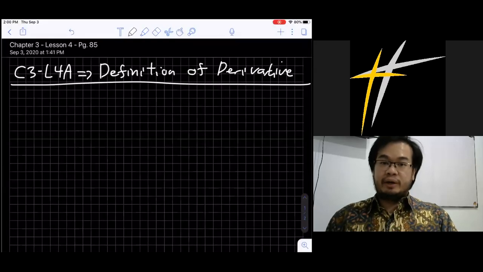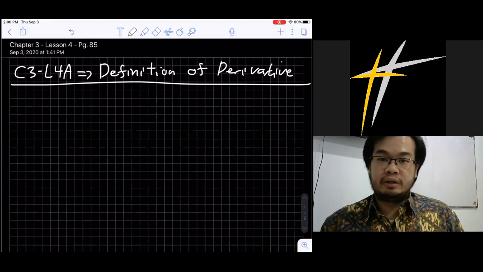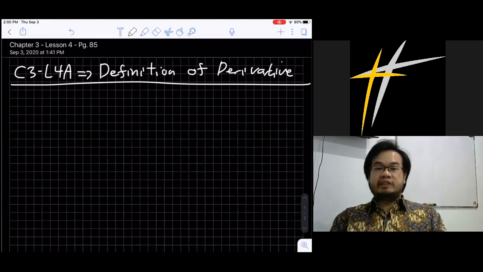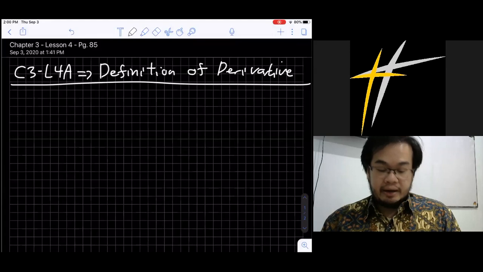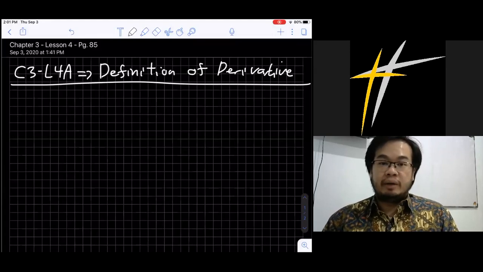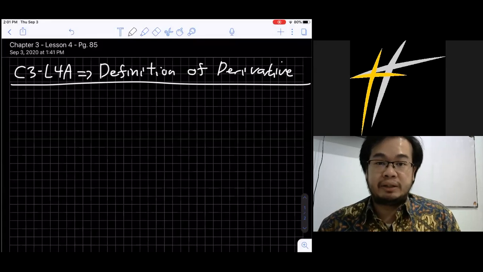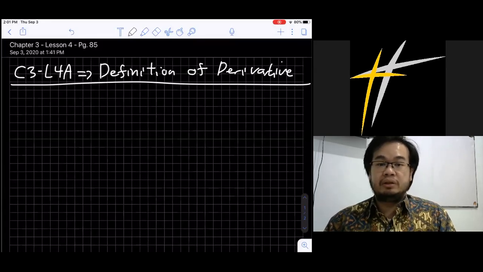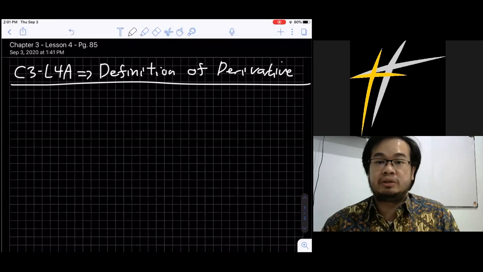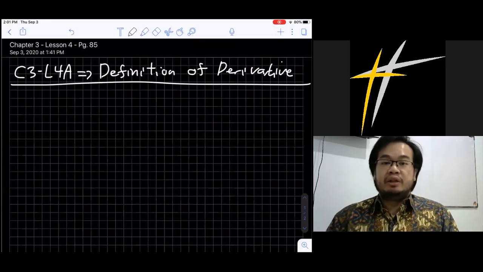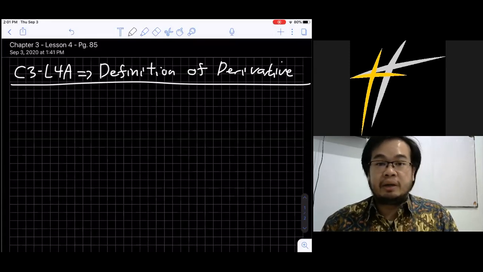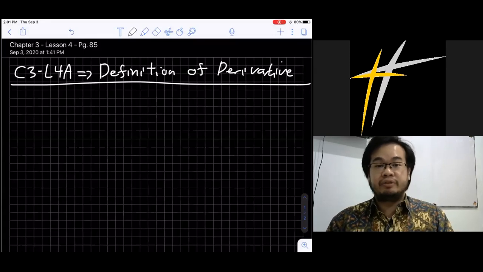Okay, good morning everyone. So now we're gonna go to the next chapter, chapter 3, and I'm gonna go to lesson 4 directly. So I'm not gonna discuss lesson 2 and lesson 3, but I will combine them with lesson 4, and I'm gonna split this lesson into two parts, lesson 4A and lesson 4B. So today, I'm gonna teach you about chapter 3, lesson 4A, which is the definition of derivative.